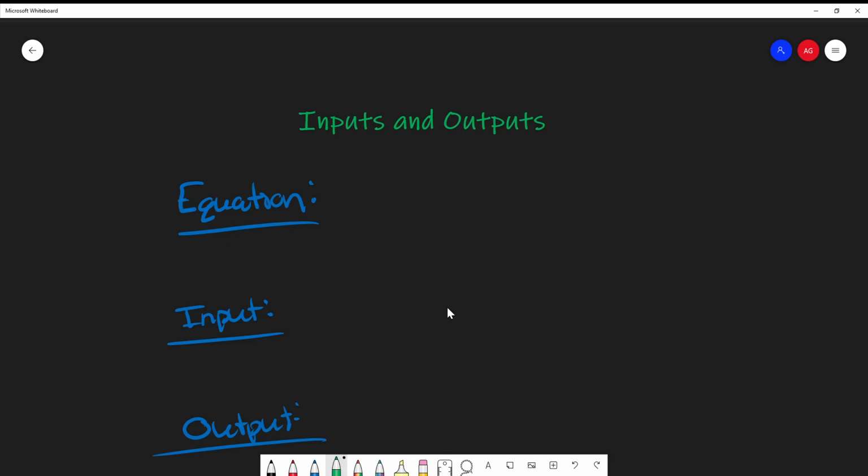So let's review what an equation is first. An equation is when we have two expressions with an equal sign in between, something like this. On the left-hand side, we have y, which is an expression. And on the right-hand side, we have x plus 1, which is also an expression, with an equal sign in the middle. So we know that this is an equation.